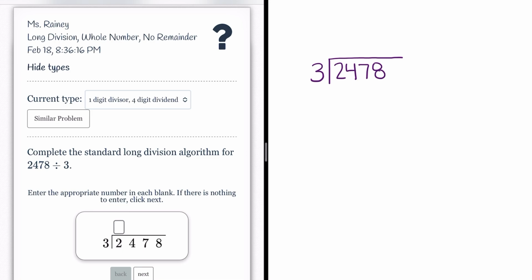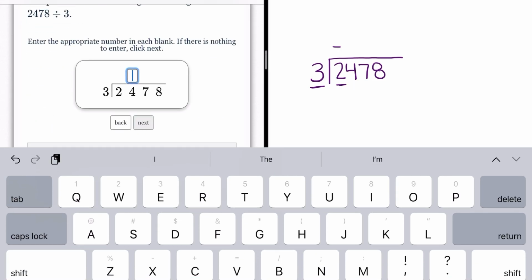We're going to do it on our notes, and then we're going to follow along on Delta Math as we go. So I'm always starting by looking at my divisor, and then I'm going to look at the first number and ask myself, how many times does 3 go into 2? In this case, the 2 represents 2,000, but we're just thinking about it as the number 2 right now. The answer is it doesn't. So we can leave that part blank. Over here on Delta Math, I'm clicking next to skip that spot.